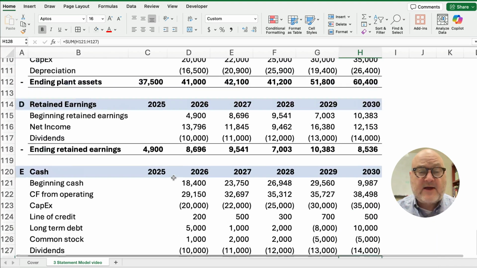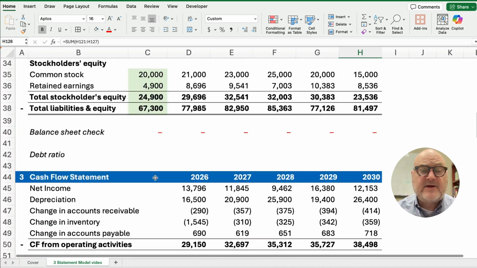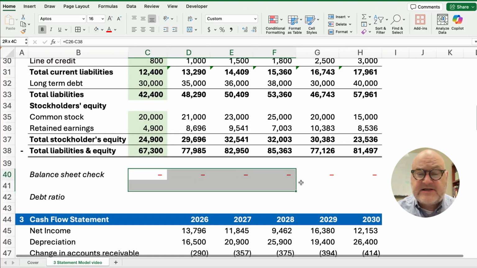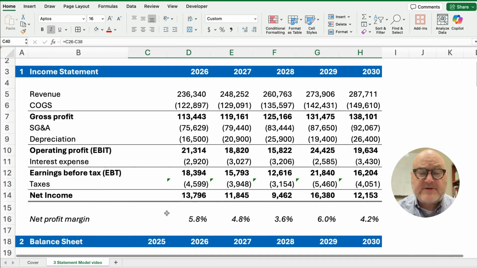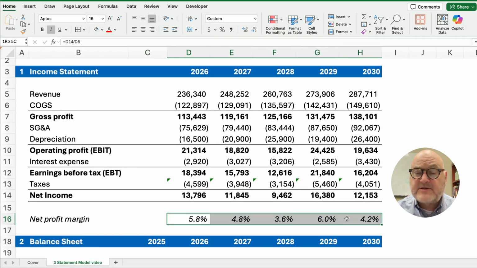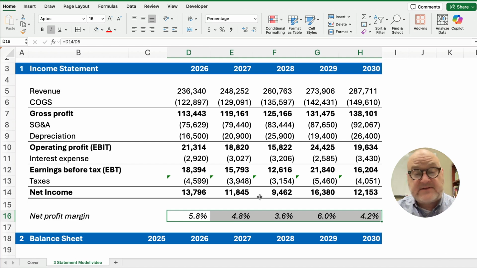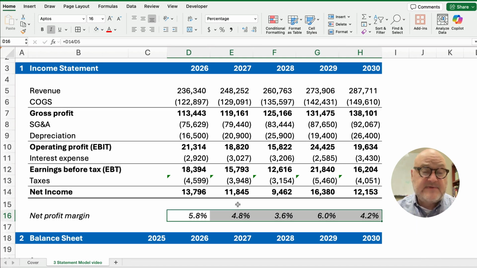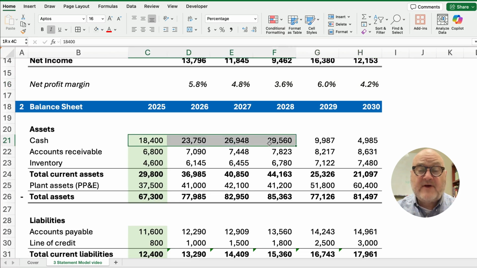Okay? Now, a couple little things we want to do. We did the balance sheet check. We want to go back and look at the net profit margin. What we see is our net profit margin dips to 3.6%, 4.2%. And so you might want to say, hey, let's change that so we're not spending quite as much money. The other thing is the cash goes up and then the last 2 years it goes down.